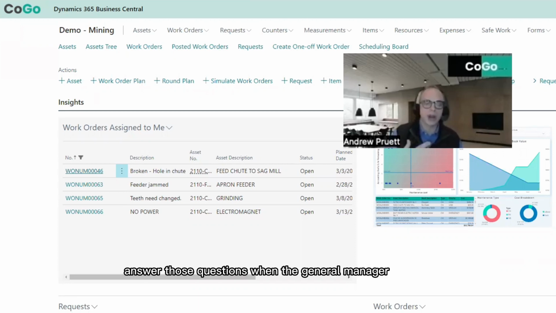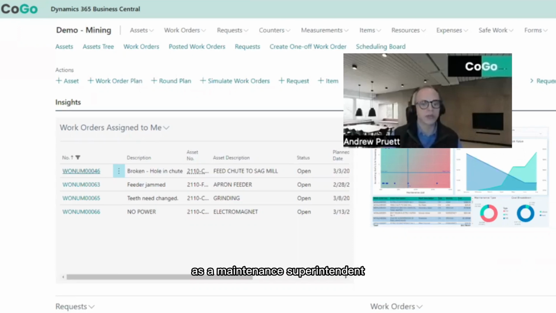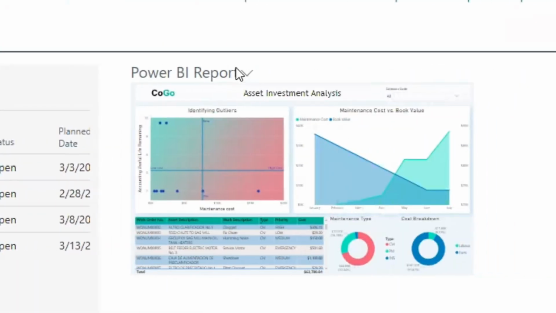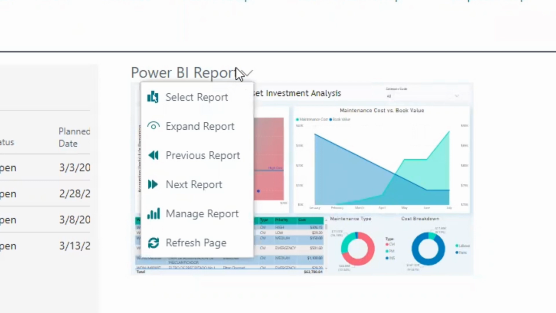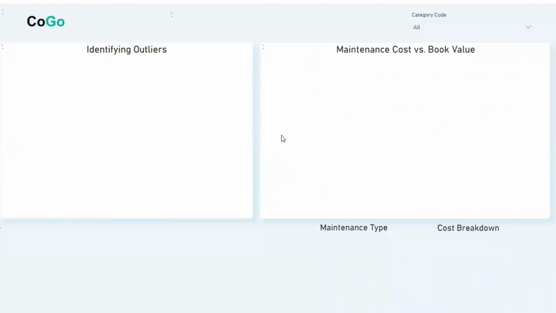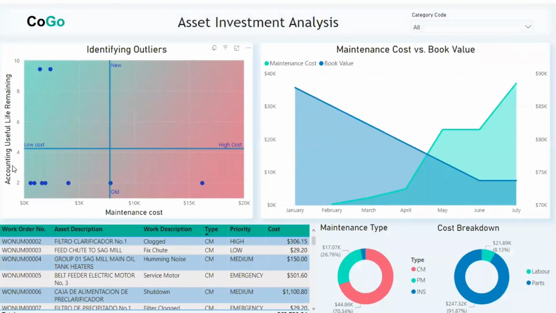when the general manager asks us as a maintenance superintendent. I'm going to expand our Power BI report that's directly within Business Central and directly within the EAM product. What this report is going to show us is what assets and their useful remaining accounting life. So what fixed assets, how much have depreciated, so what's their book cost, and what has increasing investment in terms of the dollars that it takes to repair it.